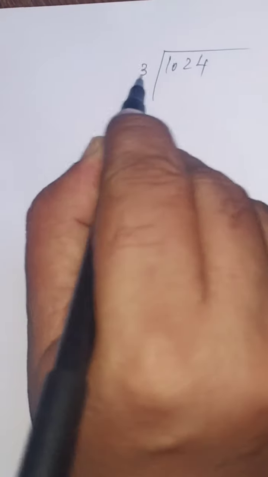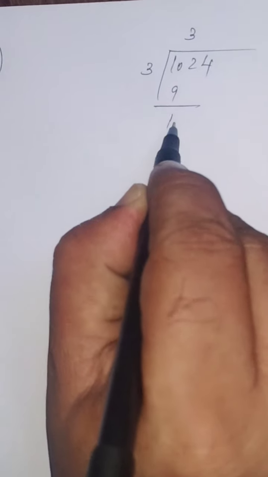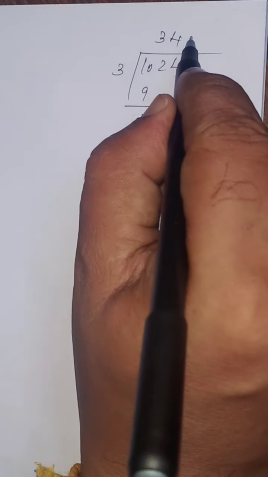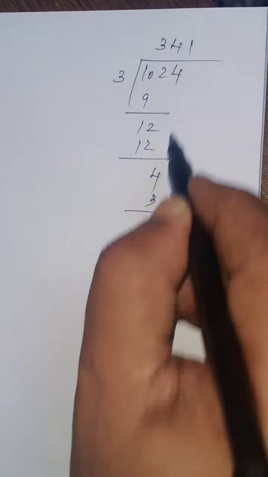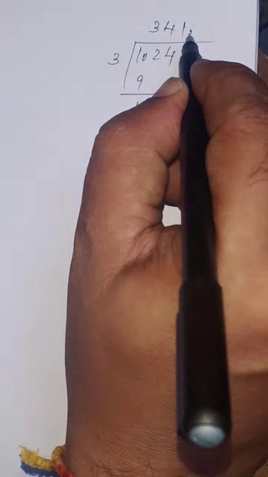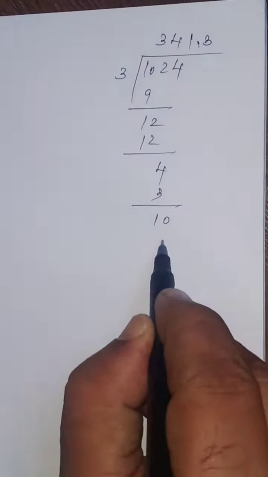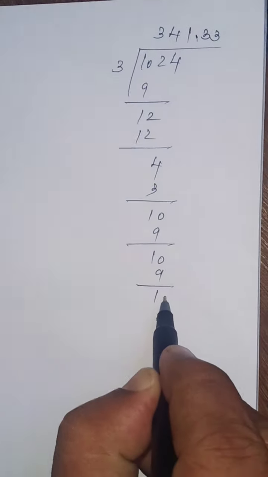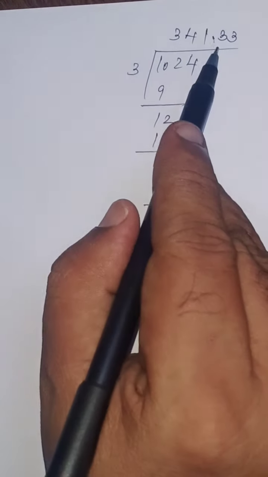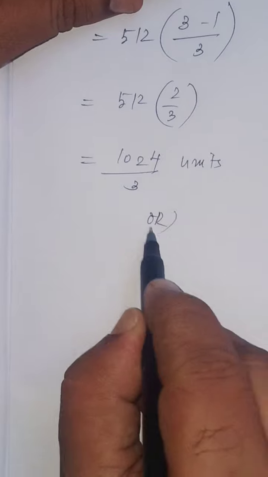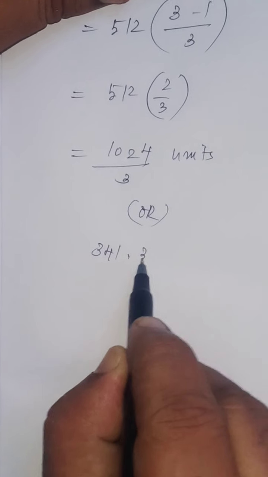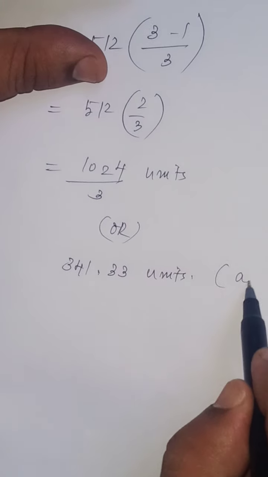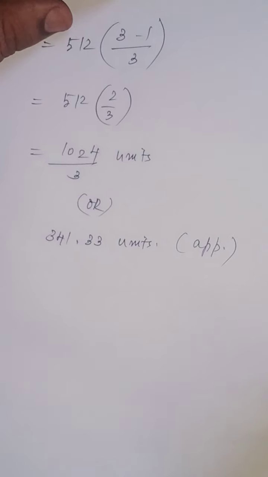1024 divided by 3: 3 3s are 9, balance 1; 3 4s are 12, bring down 4; 3 1s are 3, balance 1. Put the decimal point here, 0; 3 3s are 9, again 1, 0; 3 3s are 9, again 1, 0, it keeps going on. So here 341, or you can write the result as 341.33 units. It's an approximate value only, because you are not getting the remainder 0.